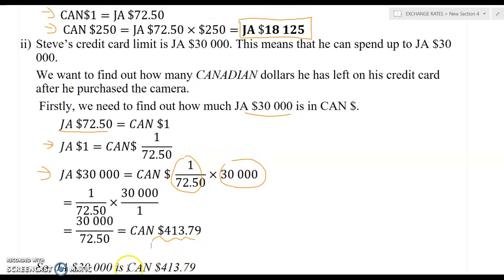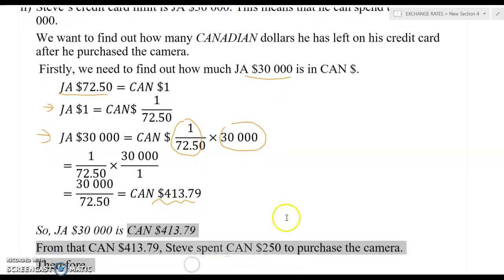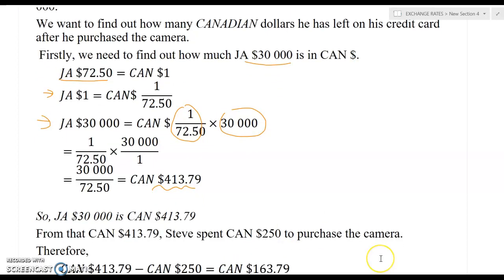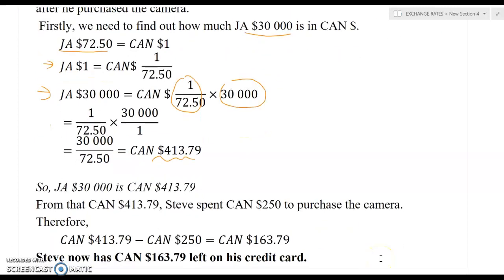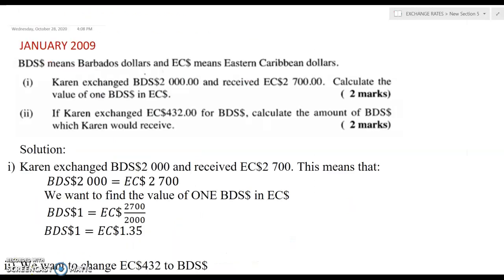So his credit card limit in Canadian dollars is $413.79. But from that, he spent $250 to purchase the camera. So we need to minus that 250 Canadian that he purchased for the camera, and we get $163.79. That is how much Canadian he has left on his credit card. Again, it's a lot of reading, understanding, pulling out the information, but by practicing, you will get the hang of it. Okay, so one last question. There's a lot to take in.